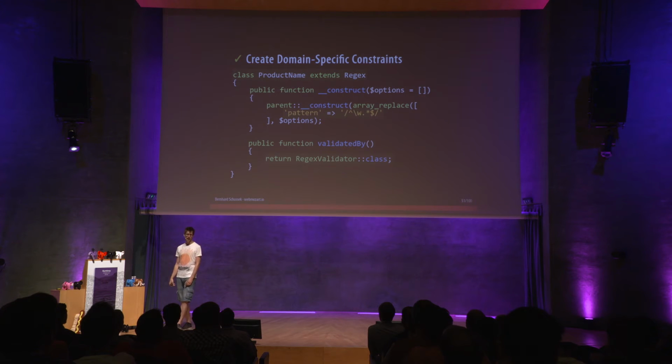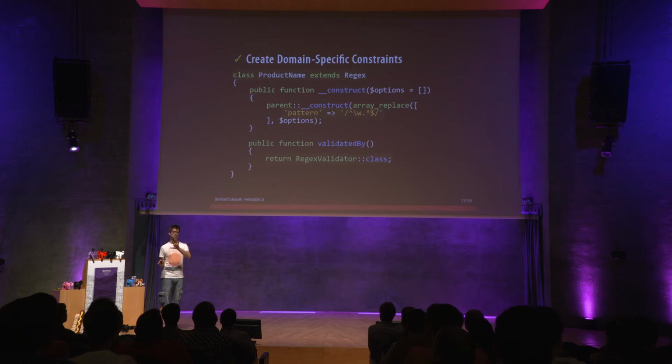So if you want to have a constraint product name for validating that a product name must conform to a certain regular expression in different places of your application, you can create a custom regex constraint called product name. And here you can hardcode the pattern that is passed to the regex constraint, because you know that product names must always conform to that pattern.